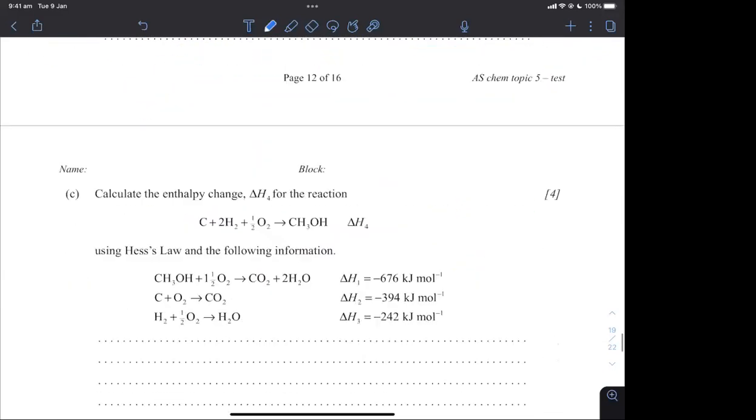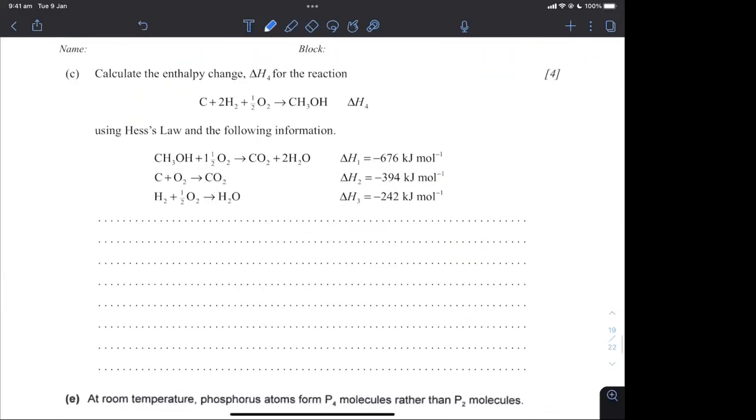Someone wanted me to go through question 13 as well. This is slightly tricky because this one is not bond energy. Rather, they give you 1, 2, and 3. Why in the world do they give me 1, 2, and 3? They don't specify formation or combustion. It doesn't matter.